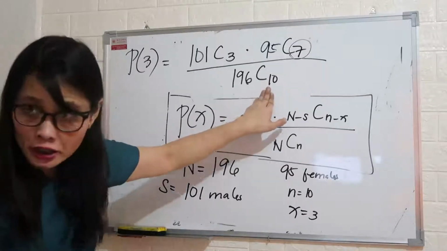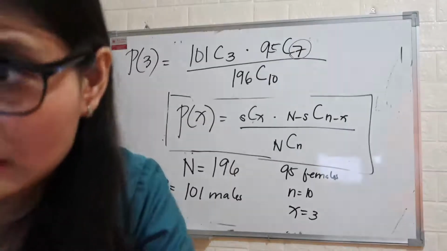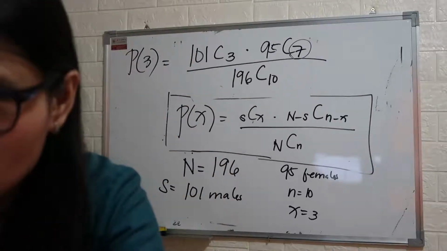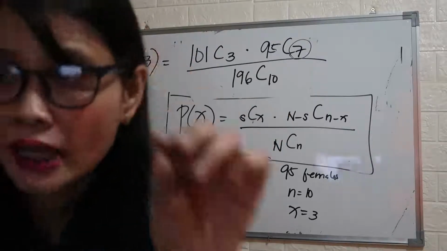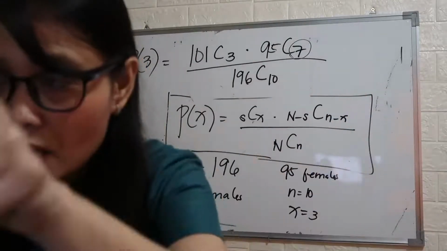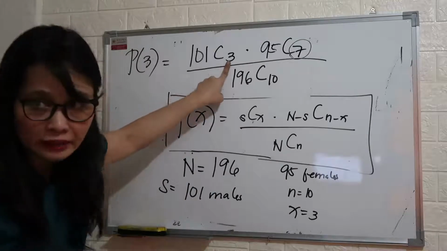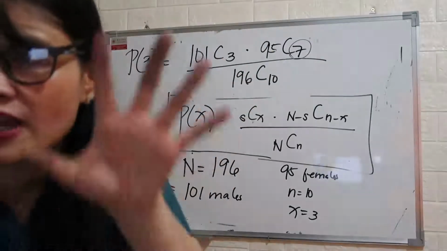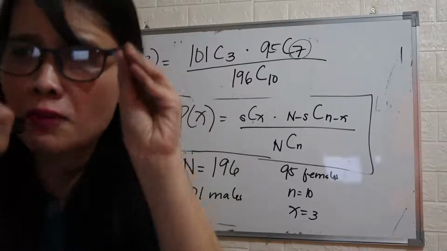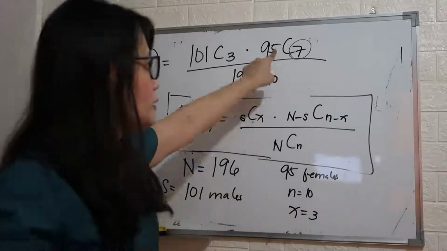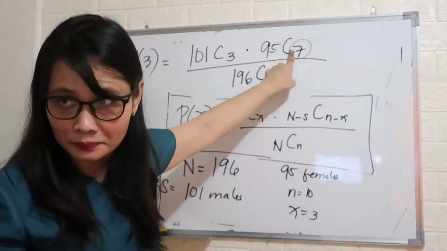Dun sa 10 volunteers, ilan daw dun yung male? Tatlo. Saan manggagaling yung tatlo? Sa male. How many males do we have based on the problem? So 101 taken 3. And we need 10 volunteers. So we're missing 7 volunteers. So saan manggagaling yung 7 volunteers? The females. So that will be 95 taking 7.